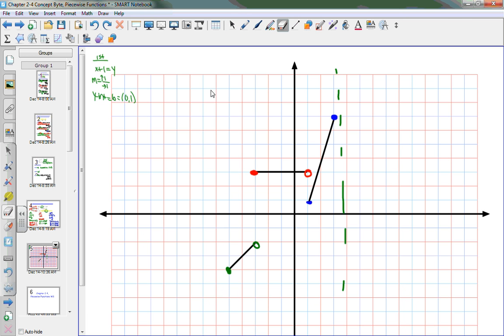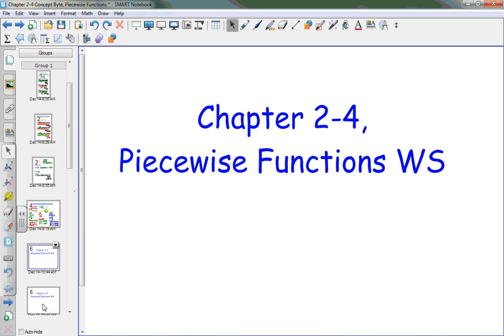So, tonight for homework, you guys owe me the chapter 2-4 piecewise function worksheet. You guys will need graph paper. Actually, you will not need graph paper because there's a graph on the back of it and you can graph it there. Due tomorrow.